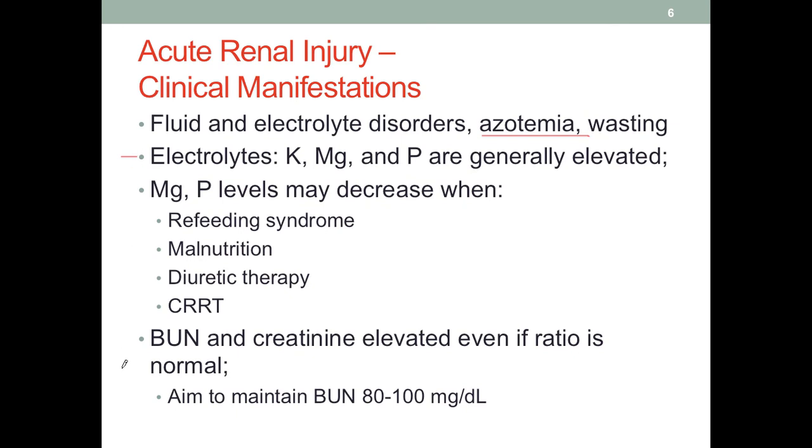Also, BUN and creatinine levels are usually elevated. So we already explained why this would be. But we need to keep in mind that our goal is to keep BUN at the range of 80 to 100. So that's something we need to know as a target.